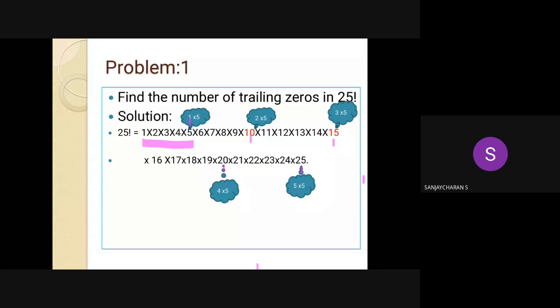So when we add one more formula, n by 5 cube, the factorial function is, suppose you want to find it for 125 or more than that, 126 factorial, or up to 5 power 4. 5 power 4 is 5 fives are 25, 25 times 25 is 625. That is, from 125 to 624 we can add the third term, that is the floor function of n by 5 cube.